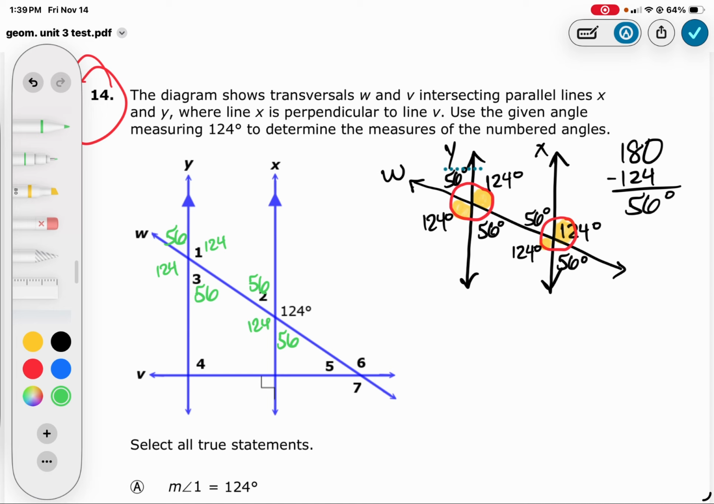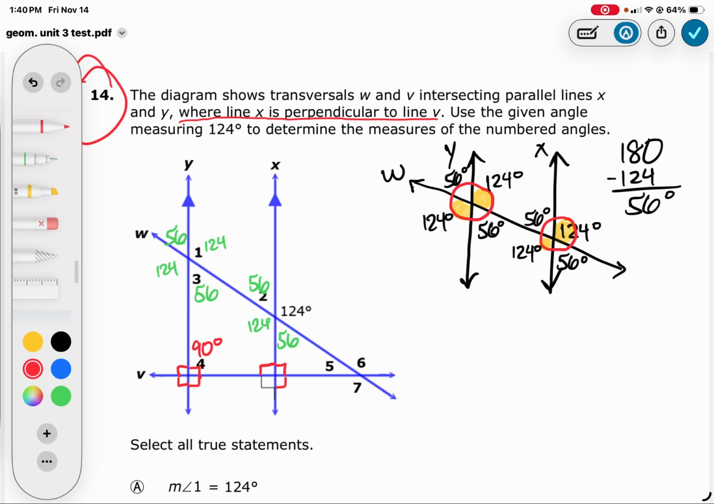Now, with that part out of the way, they also told us some important information up here. It says that line X is perpendicular to line V. Perpendicular means that when X and V intersect, they create right angles, and in this case, it's going to be 4. What's also true is that if line X is parallel to line Y, then line Y is also perpendicular to line V, which means there are 4 right angles down here, which means that angle 4 is a 90-degree angle. So I can just put 90 degrees right there.